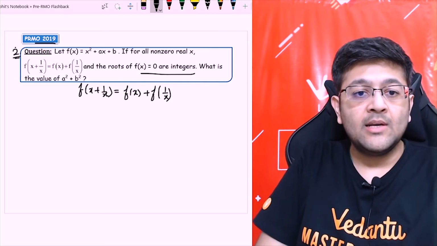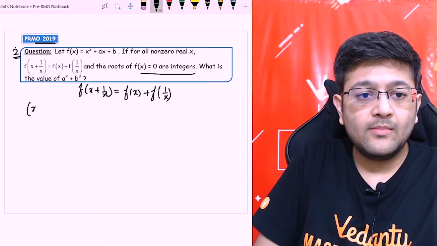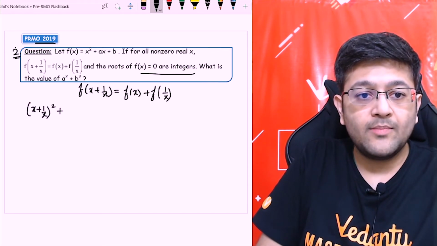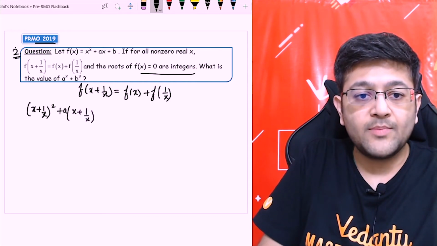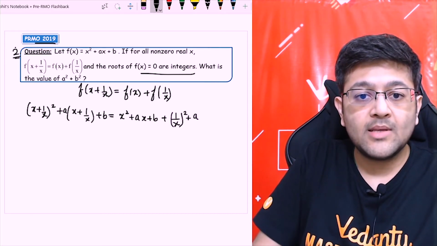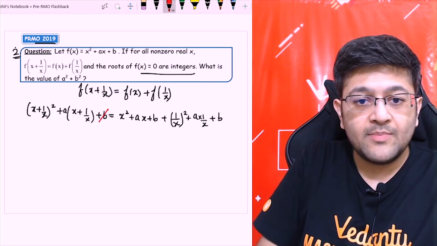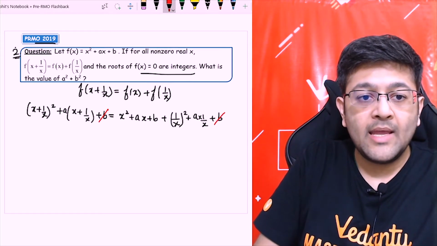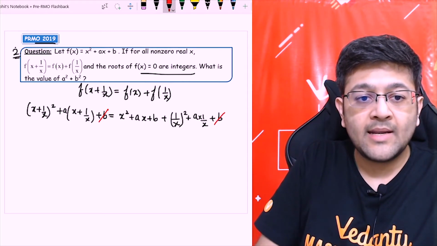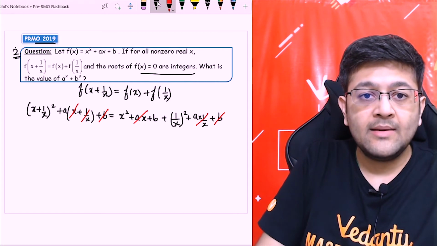Okay, so children, first of all let's put in the values of f of x. So this will become (x plus 1 upon x) whole square plus a times (x plus 1 upon x) plus b is equal to f of x, which is x square plus ax plus b, and f of 1 by x would be 1 upon x square plus a into 1 by x plus b. So as you can see, this b and b will get cancelled. When I open this bracket, a by x, the second term, will cancel with this a by x, and ax will cancel with this ax, right? So what will be left?